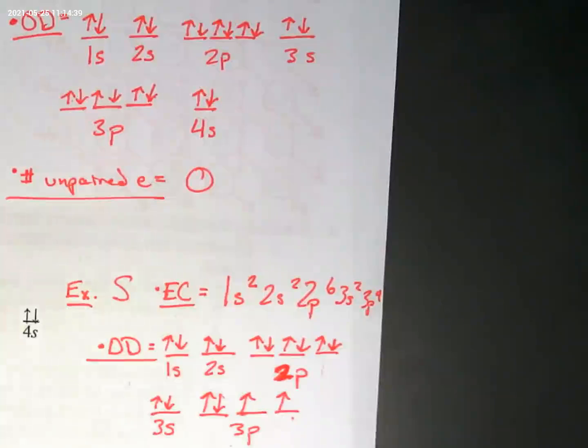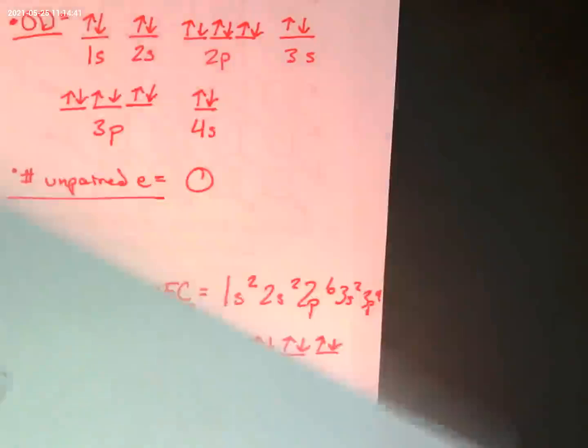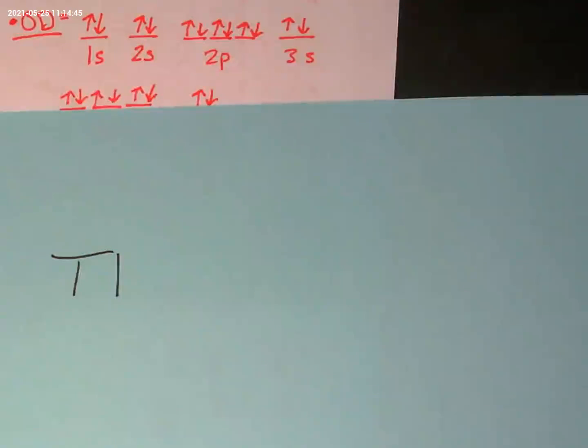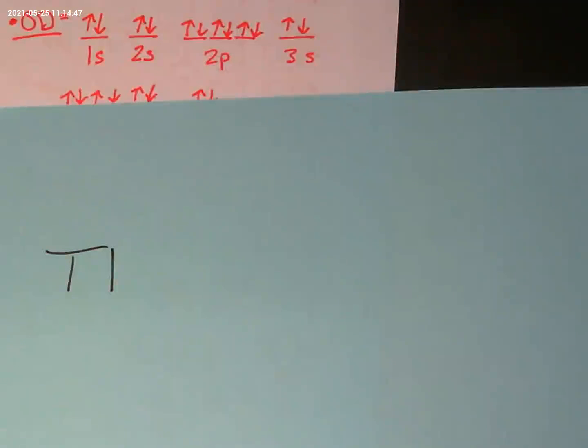As a challenge, what I want you to do on your own is make the electron configuration and also the orbital diagram for thallium. So do that yourself. I'll make a little short video walking you through what thallium should look like because it's a long one.